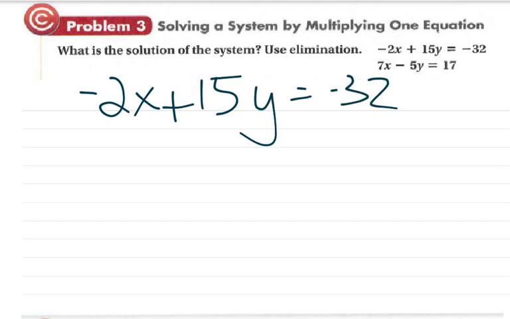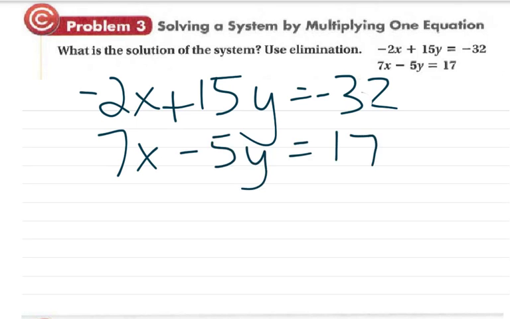You have to be good at your multiplication facts for this to become very easy. If you're not good at your multiplication facts, it'll be harder, but it won't be impossible. Notice that 2 and 7, I can't multiply 2 by anything to get to 7. But I can multiply 5 by something to get to 15. And so that's the one I'm going to pick. I could multiply by 3. If I multiply everything here by 3, I'll get negative 15y, which is good because that's exactly what I need.